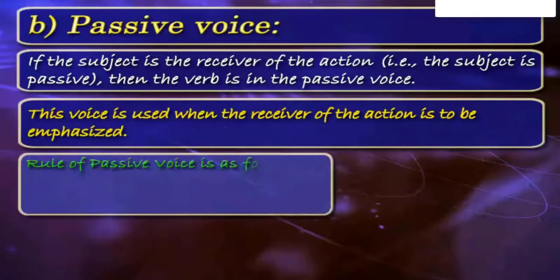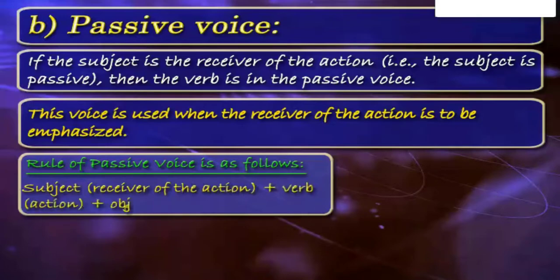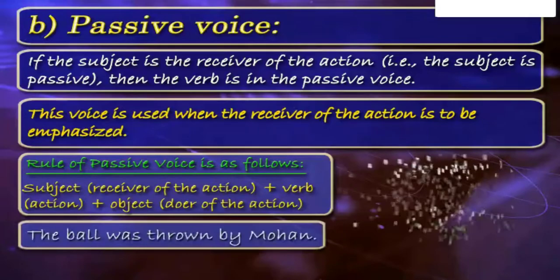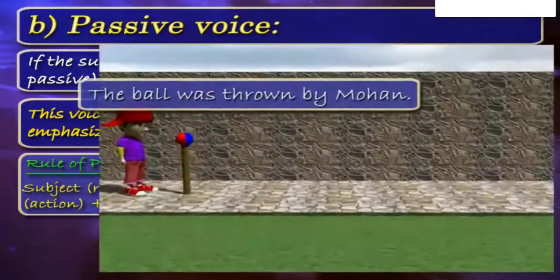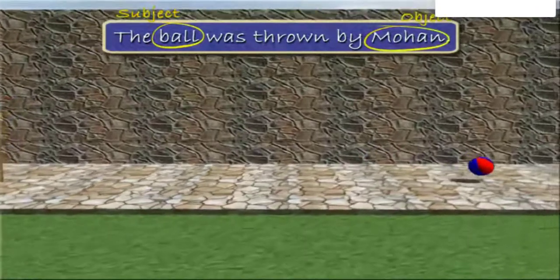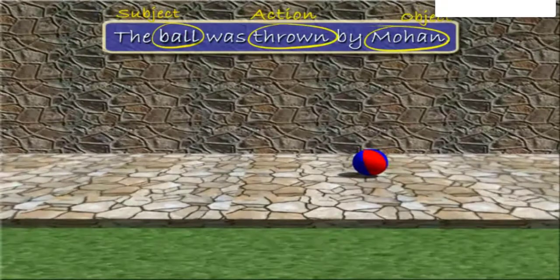Structure of a sentence containing passive voice is subject or receiver of the action plus verb or action plus object or doer of the action. Let us see how. In this sentence, it is given, the ball was thrown by Mohan. Here, the ball is the subject while Mohan is the object. The receiver of the action or thrown is the subject. Hence, the verb is used in the passive voice.